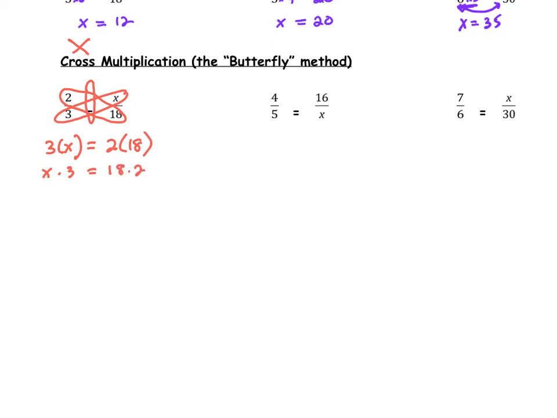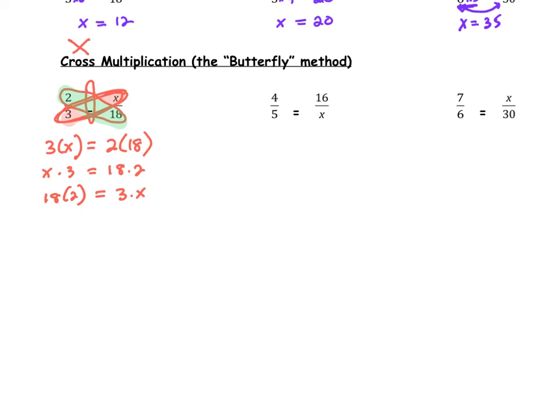Or for that matter, you could have put the 18 and the 2 together on the left side, and then 3 times the x on the right side. It doesn't matter. What does matter is that the 3 and the x are together. They must be together. And then that the 2 and the 18 are together. So 2 and 18 must be together. We're crossing whatever is across from each other is what we multiply.